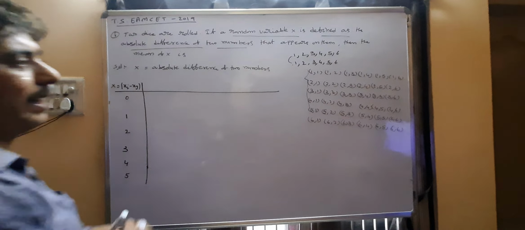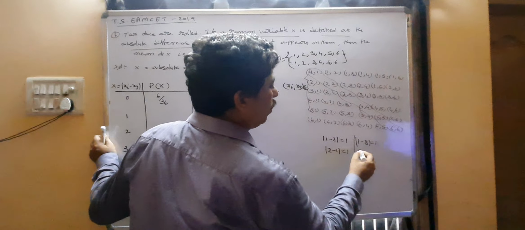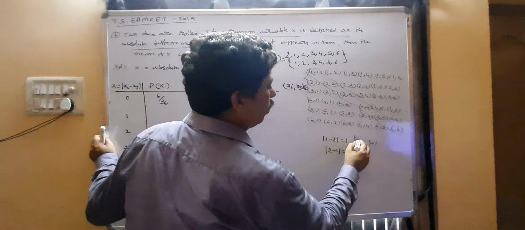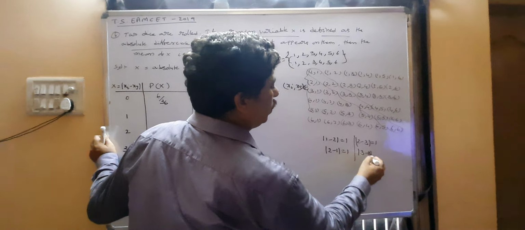Now the difference you want is 1. Difference 1 means modulus of 1 minus 2 equals 1, modulus of 2 minus 1 equals 1, modulus of 1 minus 3, modulus of 2 minus 3 equals 1, 3 minus 2 equals 1, modulus of 3 minus 4 equals 1, modulus of 4 minus 3, modulus of 5 minus 6 equals 1, modulus of 6 minus 5, and modulus of 4 minus 5 equals 1, equal to modulus of 5 minus 4. Like this, 5 plus 5, we have 10 chances. So in total we have 10 by 36.